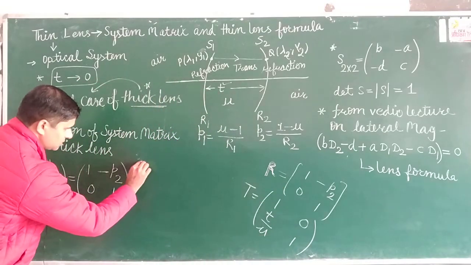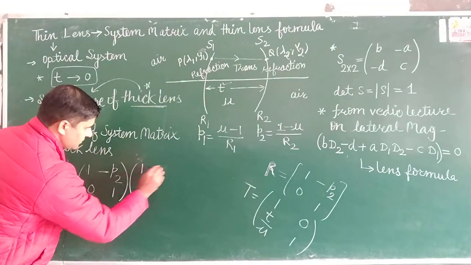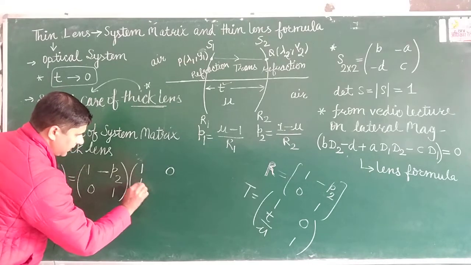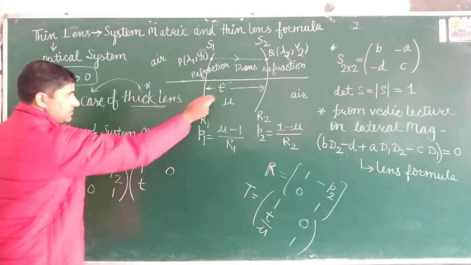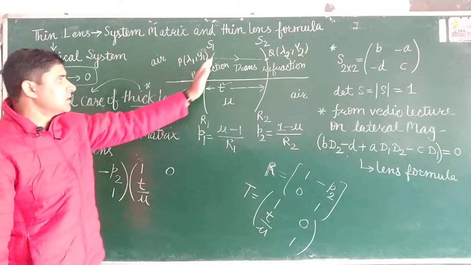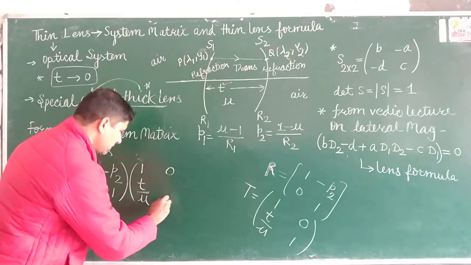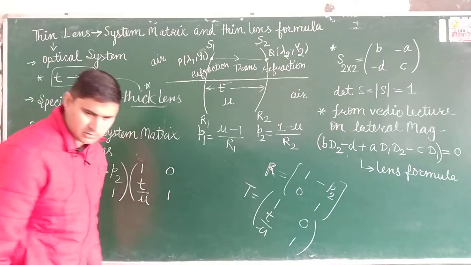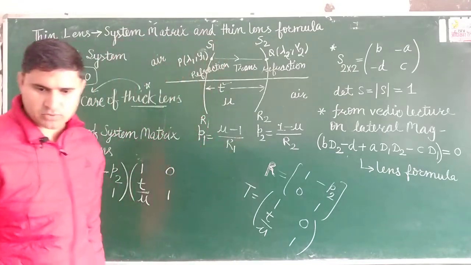So if you substitute these values here, you will get 1 0, and the distance of translation, that is t, and the refractive index of the medium in which translation occurs, that is mu, and here the 2 cross 2 element is 1.